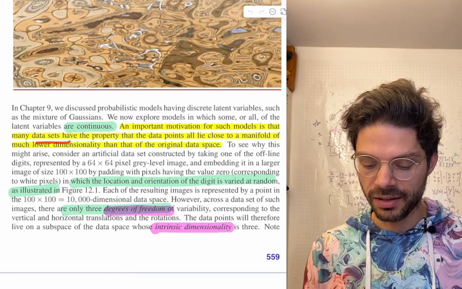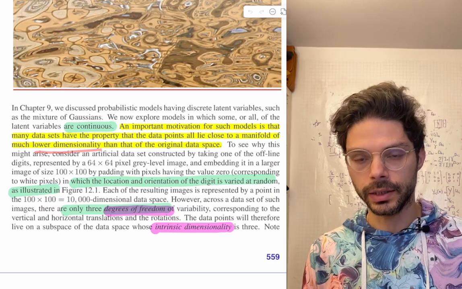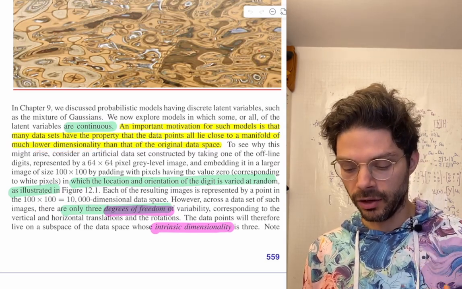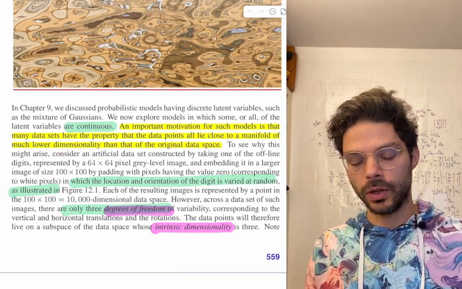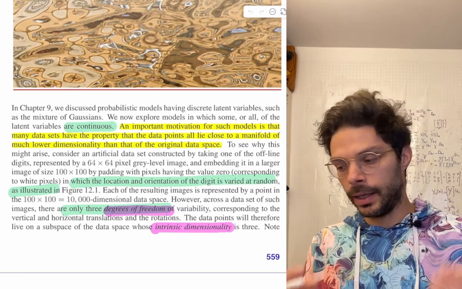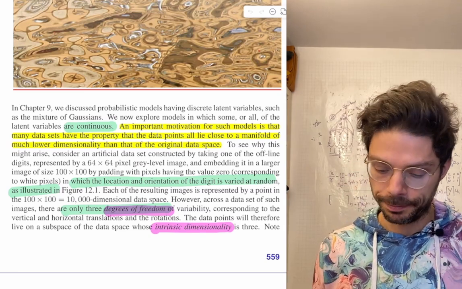So many data sets have the property that data points all lie close to a manifold of much lower dimensionality than that of the original data space. Your data is going to be arriving in 100 dimensions, but it turns out the underlying manifold that's generating it is maybe 2 or 3 dimensions. So you want to be able to uncover that.